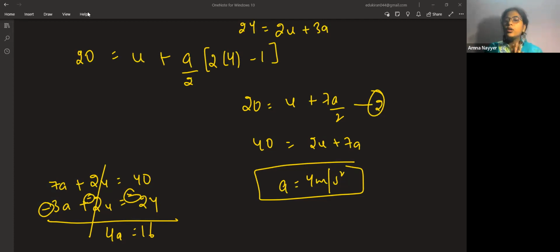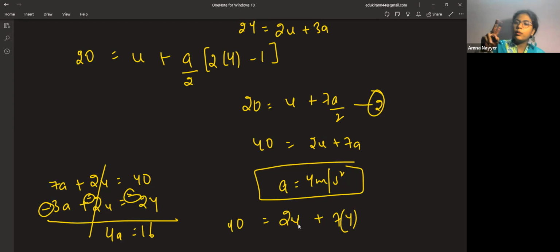No, Sarah, no need to use v is equal to u plus at for you. You can calculate, put it in any equation out of these two. Once you know, if I put it in this, 40 is equal to 2u plus 7 into 4. So I can get the value of u now, right? So two equations and two variables.